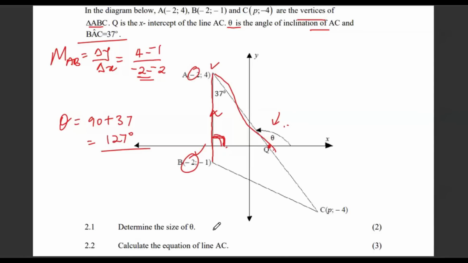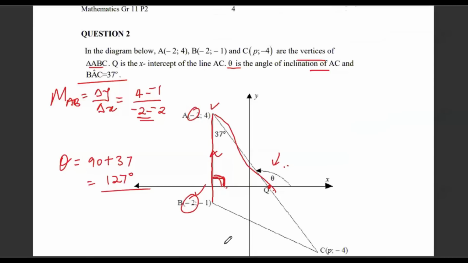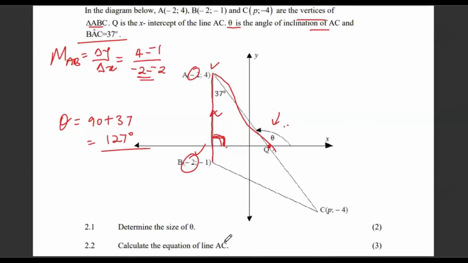So yeah. Then calculate the equation of AC. Now, since this is 127, remember this is a straight line. And the equation of a straight line must have a gradient and the y-intercept. We don't have the gradient. Let's get the gradient. So gradient of AC is going to be the tan of 127. If I substitute that into my calculator, I'm getting, can't I get a fraction? The calculator says no. Tan of 127.